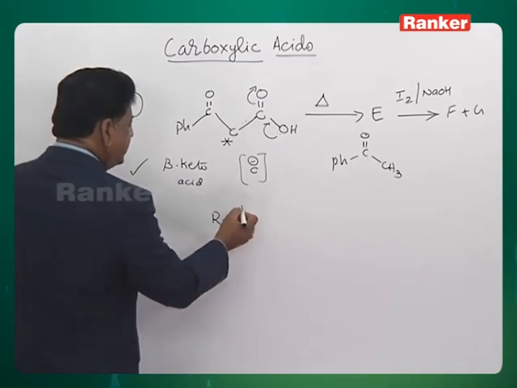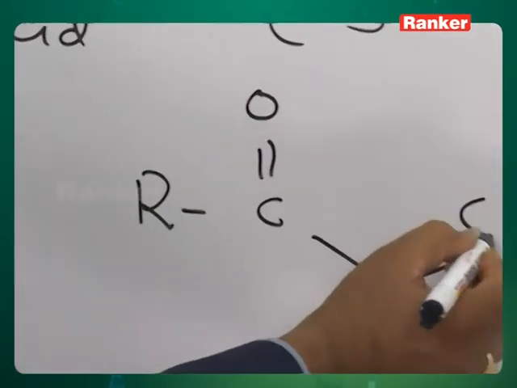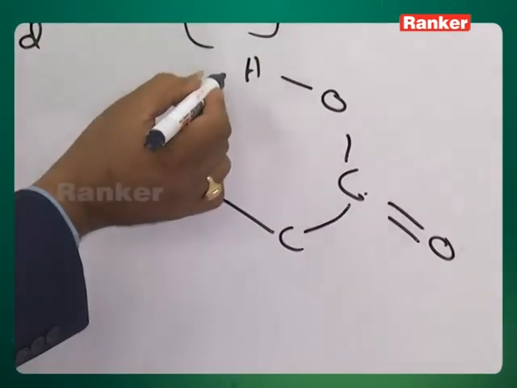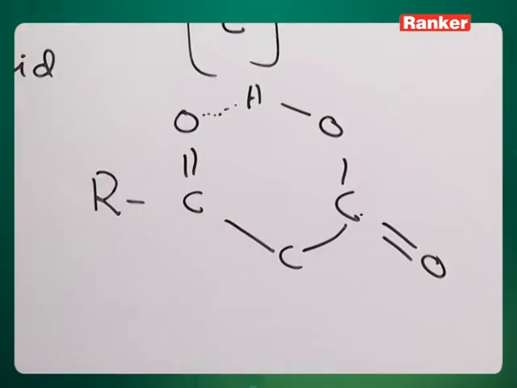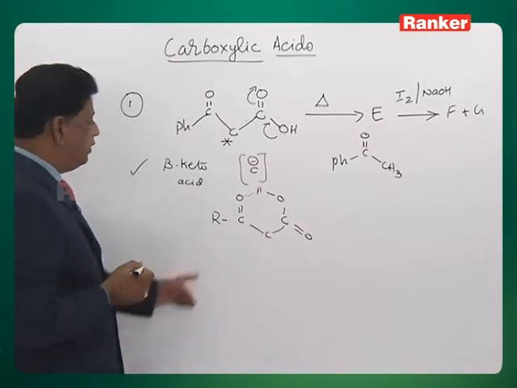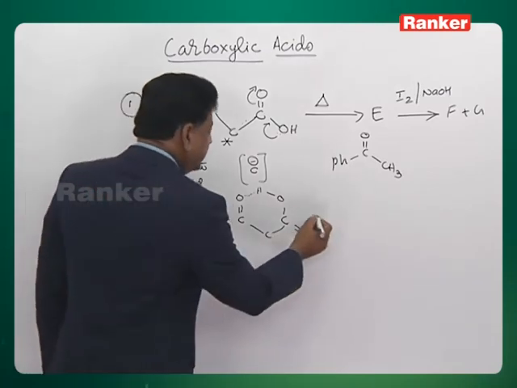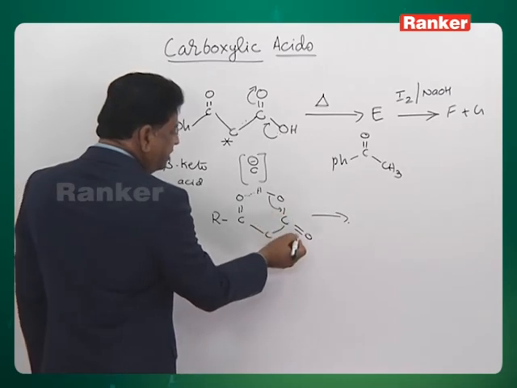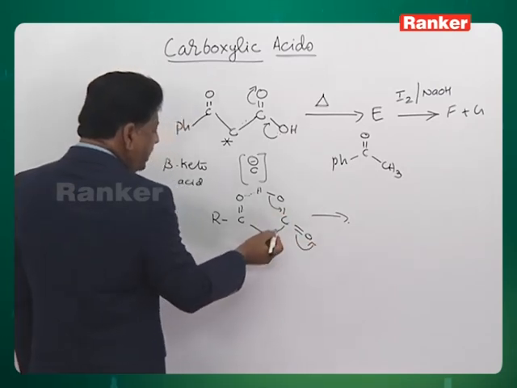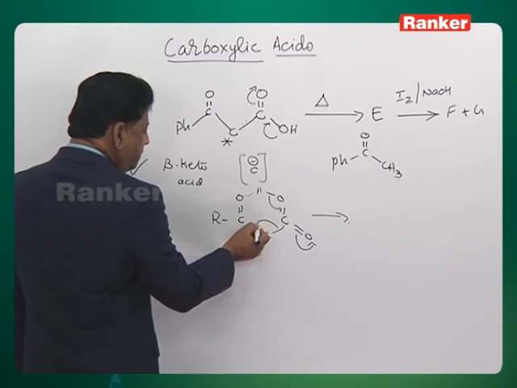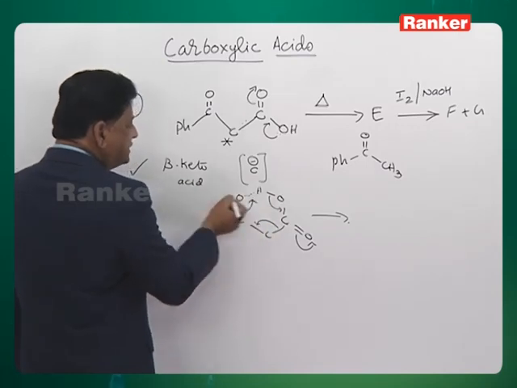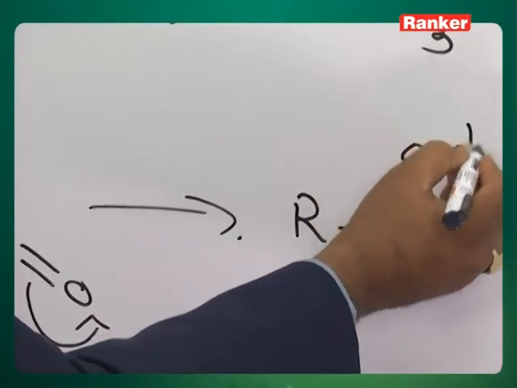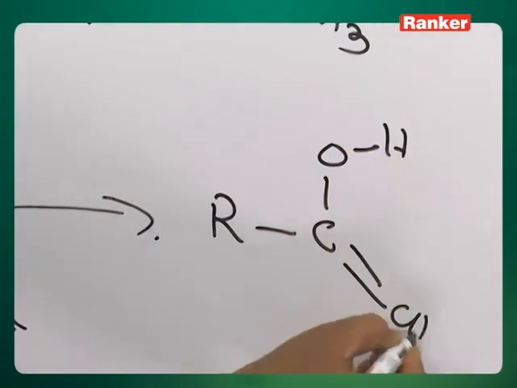If a beta keto is there like this, there is a 6-membered ring formation. Once in an IIT exam it was also asked, explain how the beta keto acids undergo easy decarboxylation. So if the electrons are withdrawn like this, this goes into a CO2, and these 2 electrons will come here, and this double bond will go here and catch this hydrogen. So temporarily a compound with OH is formed, which is an enol.